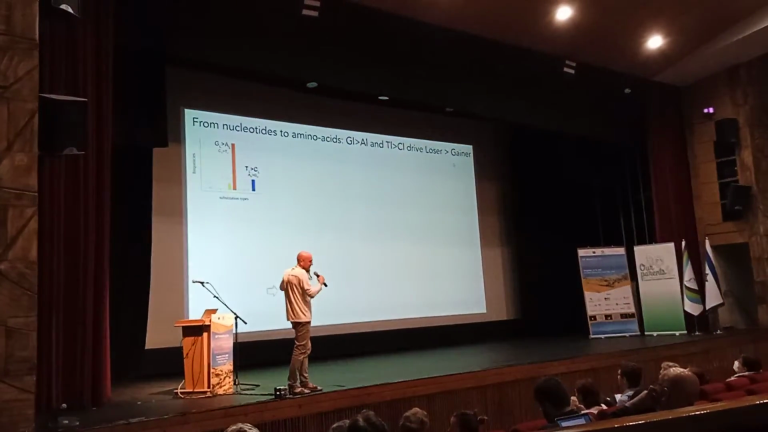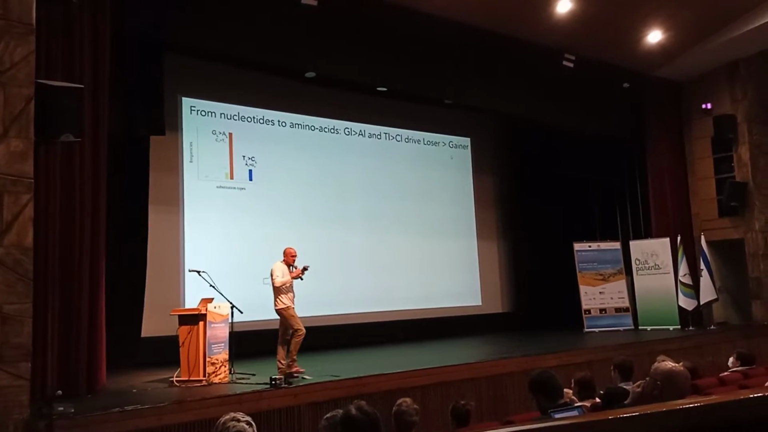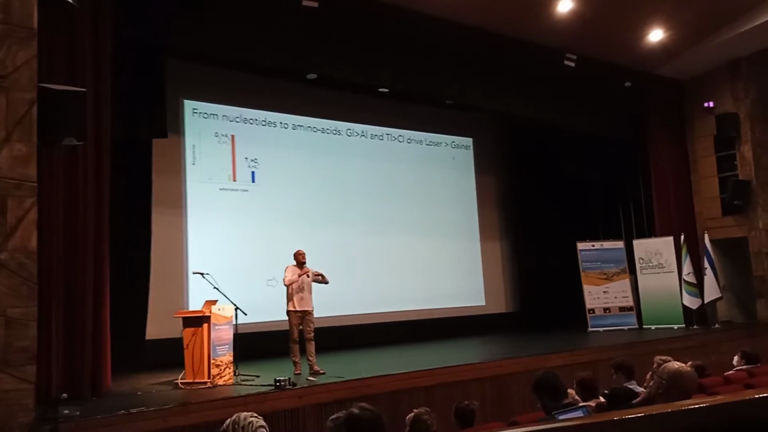Okay, so now a second part. Till now I presented that nucleotides can mutate and they can inform us about different mutagens.